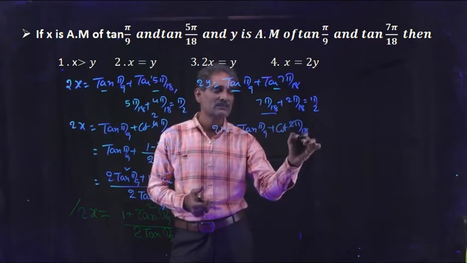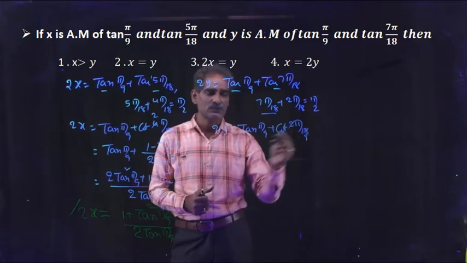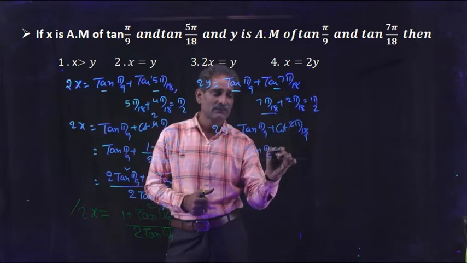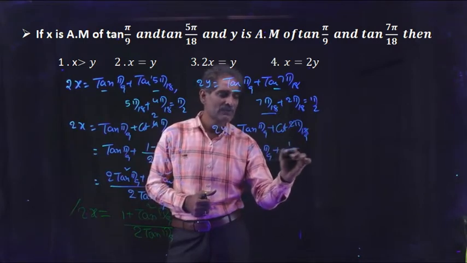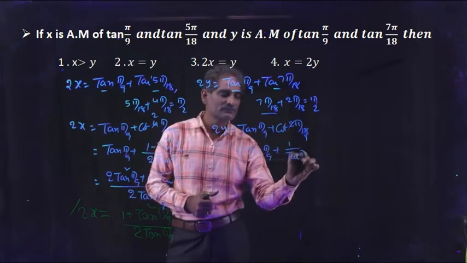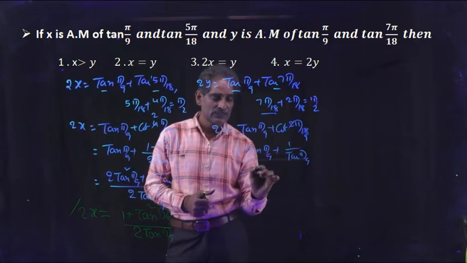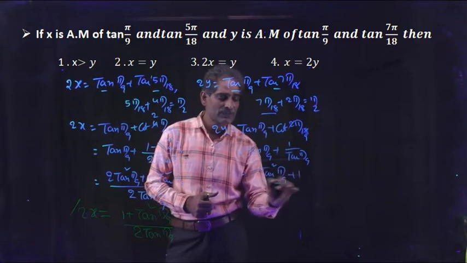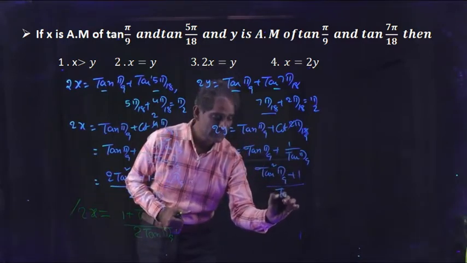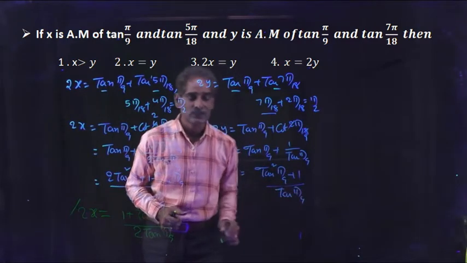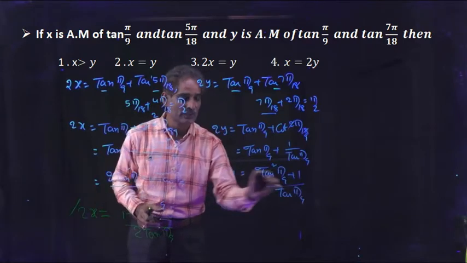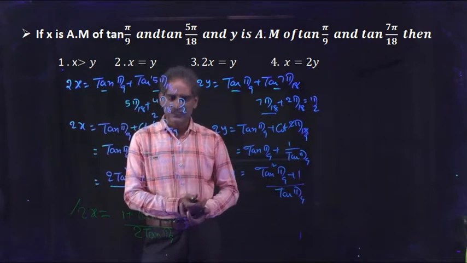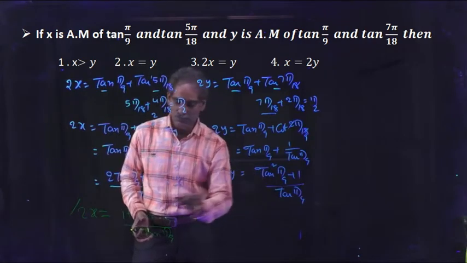It means cot(π/9). Try to write in terms of tan: tan(π/9) plus 1 by tan(π/9). So now take the LCM: tan square(π/9) plus 1, by tan(π/9). Now observe these two values. Here the 2y value is this one, and 2x is equal to this one. Just find out the division. Otherwise by verification also these parts are equal.